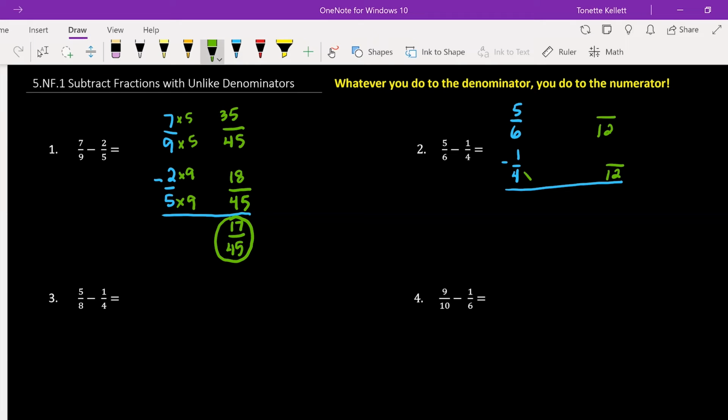4 times 3 is 12. So whatever you do to the denominator, you're going to do that to your numerator. 1 times 3 is 3. 6 times 2 is 12. Whatever you do to the denominator, do to the numerator. 5 times 2 is 10. Now you just subtract and you get 7/12.